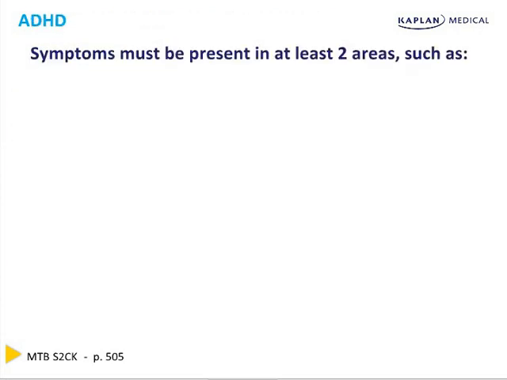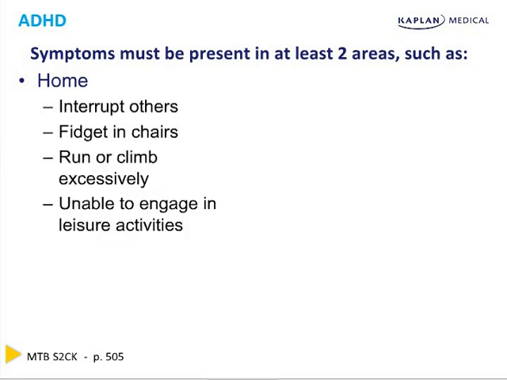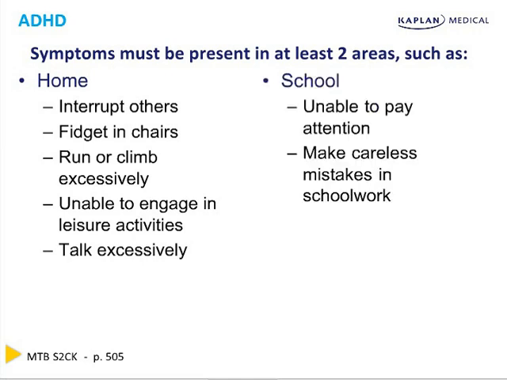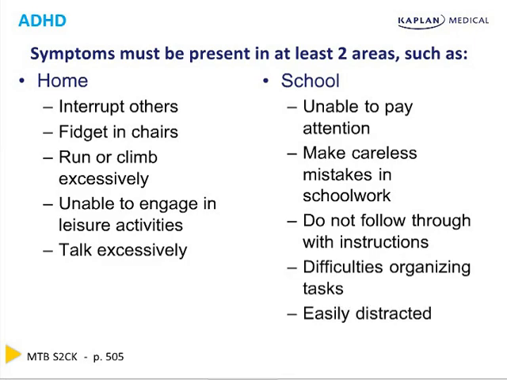You're also going to look for 2 areas where ADHD symptoms are present. At home, the parents will report that they interrupt, that they fidget in their chairs, that they run or climb excessively. They're unable to engage in leisure activities, so they actually can't relax and sit still long enough to enjoy reading a book or watching a movie. They talk excessively. The teachers at the school will say that they don't pay attention, that they make careless mistakes in their schoolwork, that they actually know the answers. This isn't an intelligence issue, it's an attention issue. And also, they don't follow through with instructions and they have difficulties organizing tasks. And that all goes back to them being easily distracted.